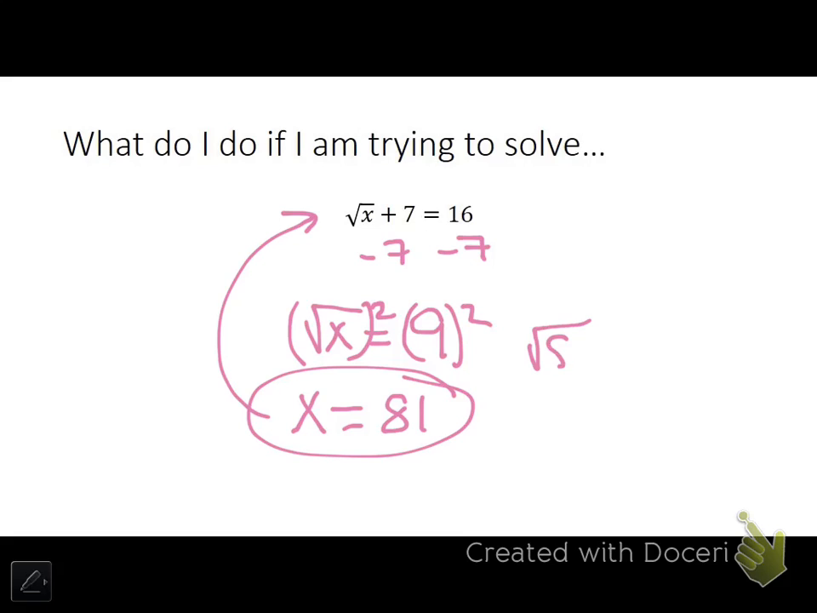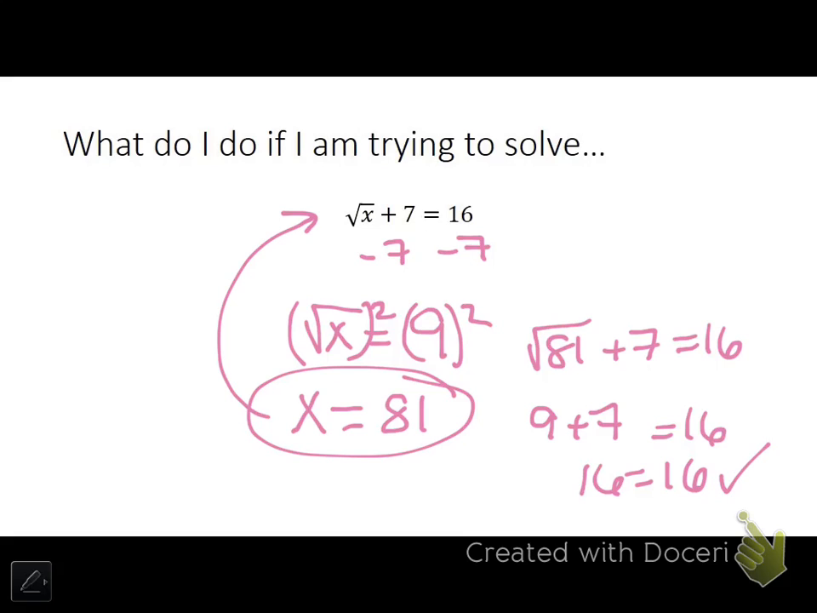Okay, if I want to check it, we're going to have to check these, so I'm going to put it back in. So square root of 81 plus 7 equals 16. Square root of 81 is 9. 9 plus 7 is 16, so 16 equals 16, so we're good.